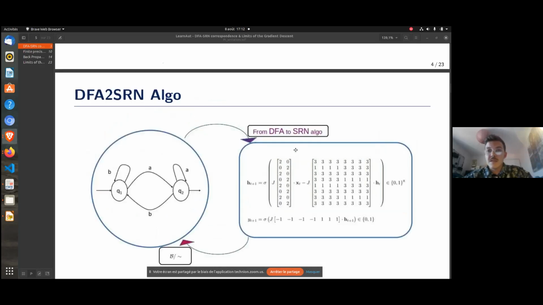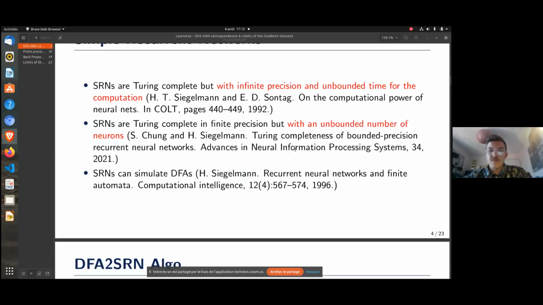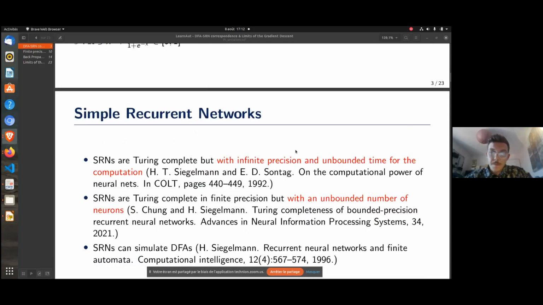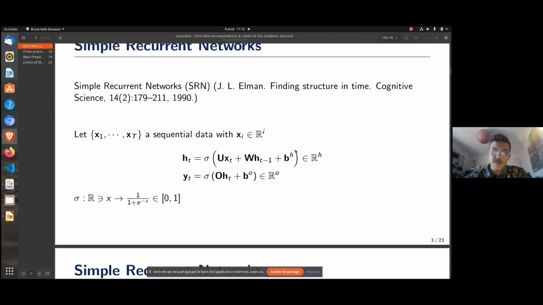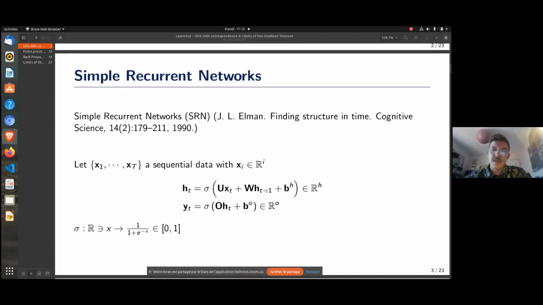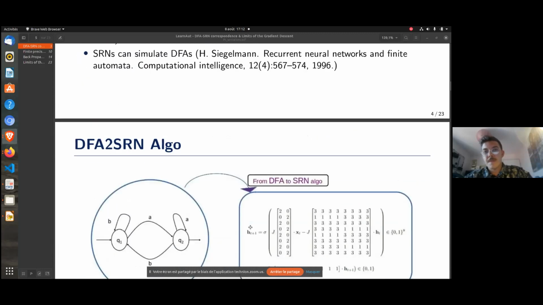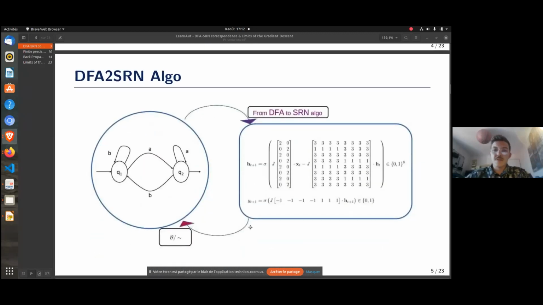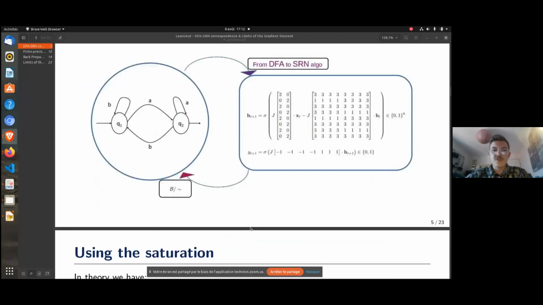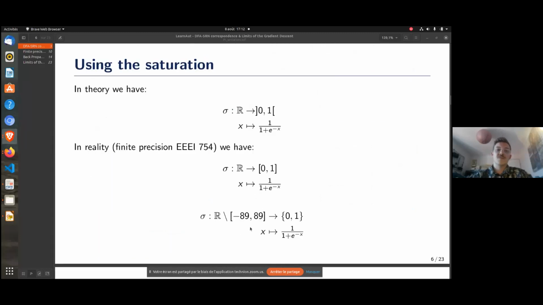The idea of building the SRN is that we just need to build these three matrices. We don't need the biases in this construction. So we need to build the matrices W, U, and O. We will start with the matrix W, the matrix of the hidden state transition. One of the key ideas is that we are going to use the saturation of the activation function.